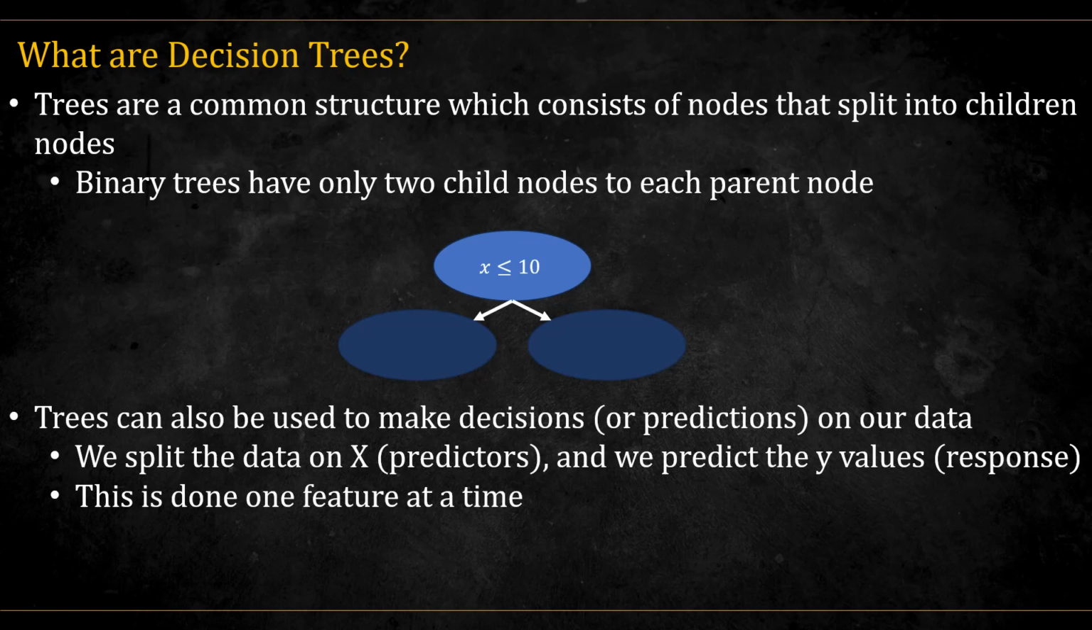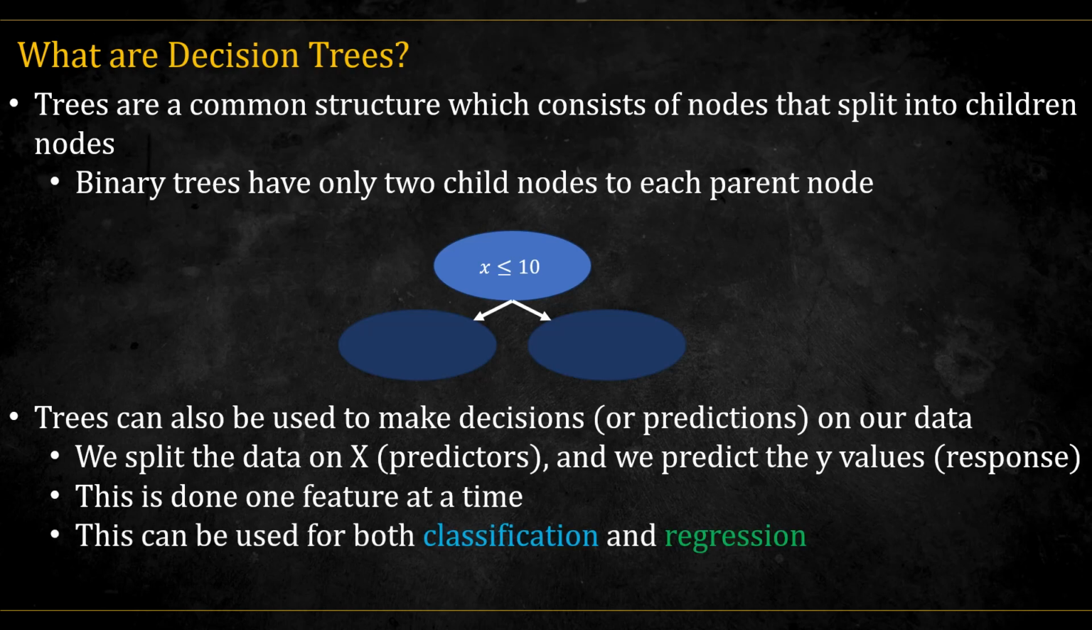To use decision trees to make predictions on our data, we will split the data on some X feature or predictor to predict the Y value, the response or label. This is done one feature at a time. This can be used for both classification, for example, left node is class A and right one is class B, or regression, for example, left is 5.5 and right is minus 3.1.